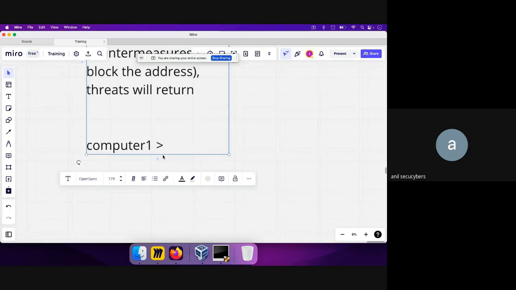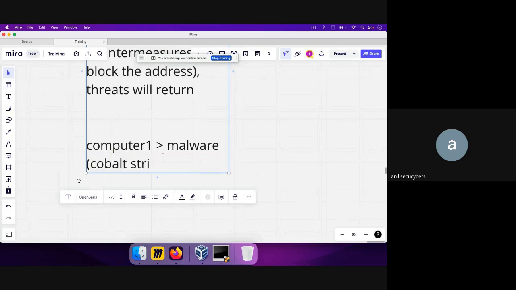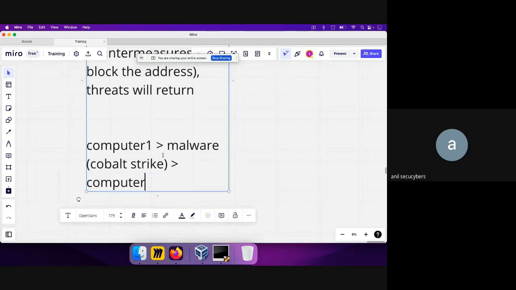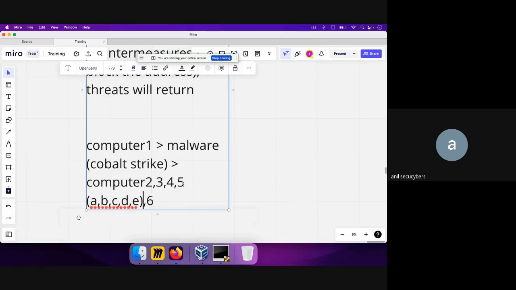What they did was they dropped a malware in the system. I remember it was Cobalt Strike. Because this Cobalt Strike had lateral movement techniques enabled, they were able to move from computer one to computer 2, 3, 4, 5, 6. So from one they were able to move to 5 different computers, and from the fifth computer they were able to move to another 5 different computers. So it was a huge attack. The malware was just spreading like fire.